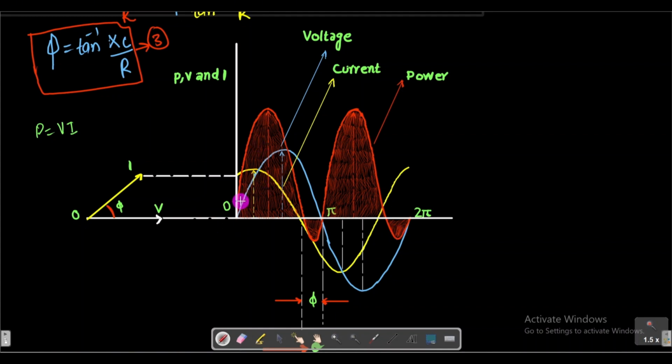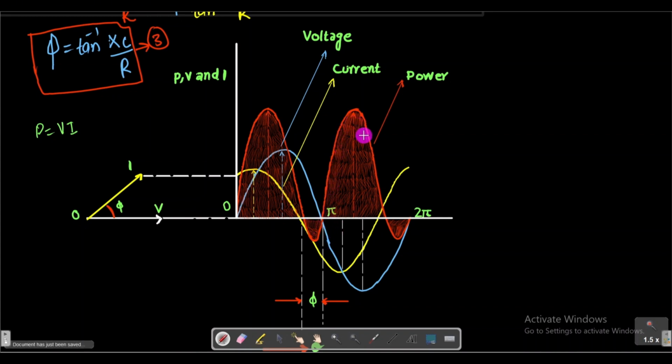It means that when the power is positive, the power is delivered from the source to the RC circuit. So more power is delivered to the components of the RC circuit, and less power is delivered by the components of the RC circuit back towards the source.